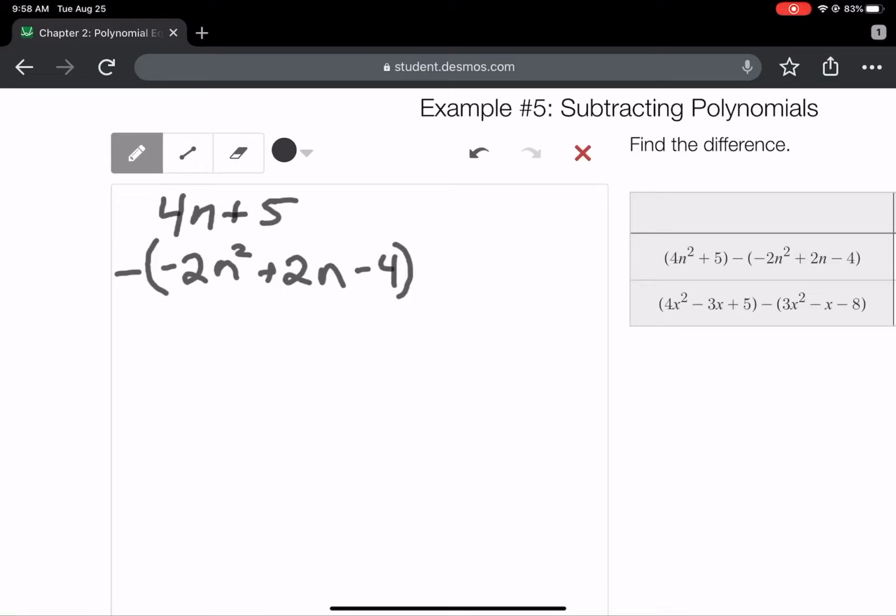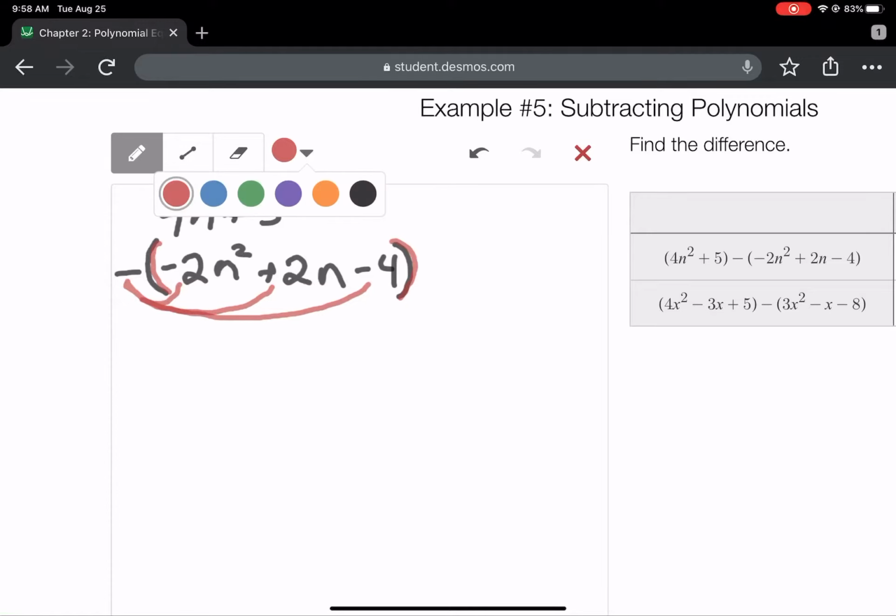So before I can combine the terms together from both of these polynomials, the first thing I have to do is, because I'm subtracting, I'm going to change the signs of everything inside the parentheses, because the negative changes that to a positive, changes that to a negative, changes that to a positive. You're basically just switching all the signs of the second polynomial.